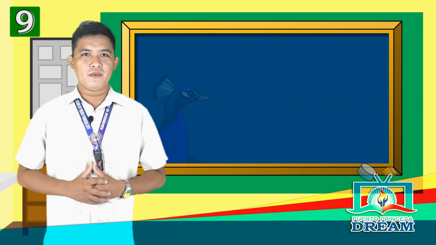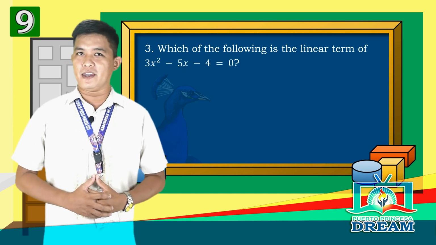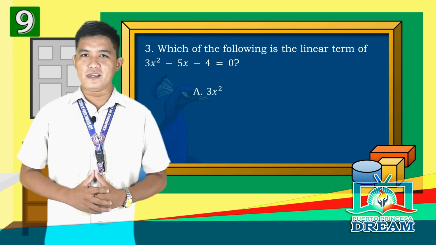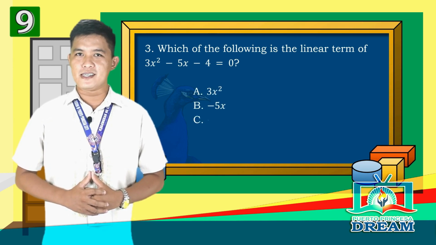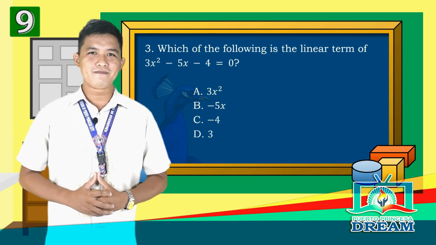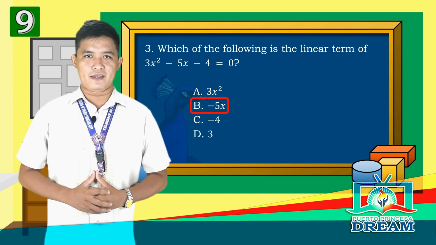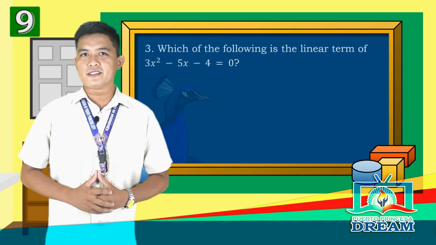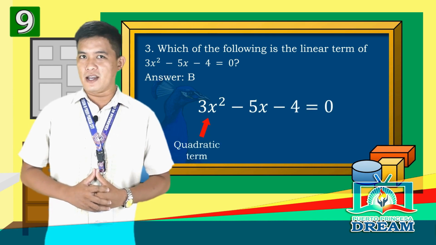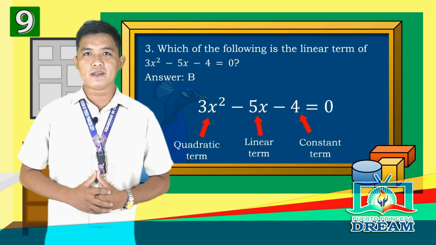Question number 3. Which of the following is the linear term of 3x squared minus 5x minus 4 equals 0? A. 3x squared. B. Negative 5x. C. Negative 4. D. 3. The correct answer is letter B. Negative 5x. In the equation 3x squared minus 5x minus 4 equals 0, 3x squared is the quadratic term, negative 5x is the linear term, and negative 4 is the constant term.